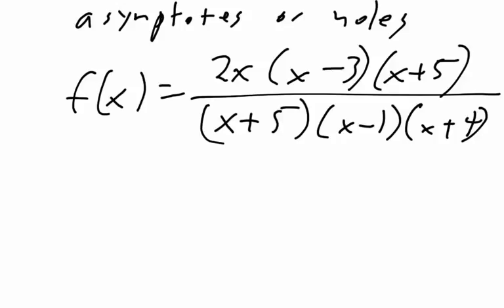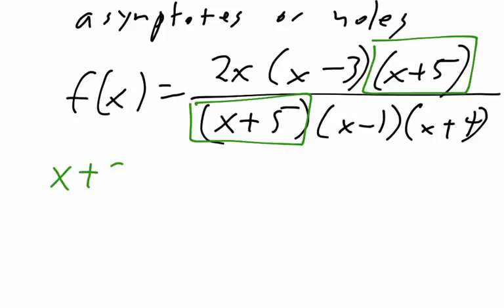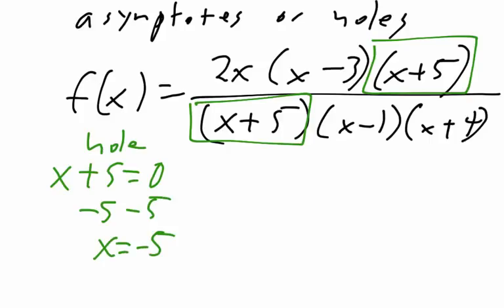In this next problem we're looking for asymptotes and holes, and the first thing that we're going to look for is things that will cancel out. Well, this x plus 5 and this x plus 5 will cancel out, and so wherever x plus 5 equals 0 is where we will have a hole or a point discontinuity. So when I subtract 5 from both sides, we got x equals negative 5.